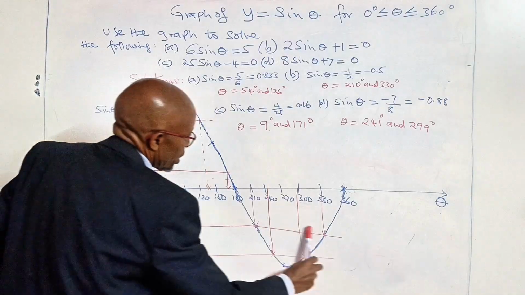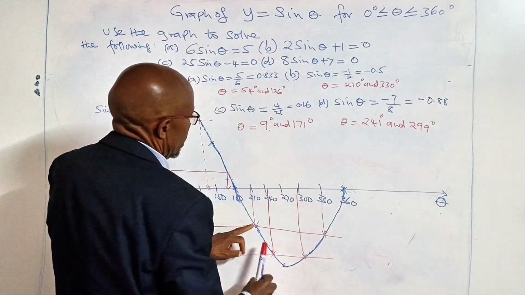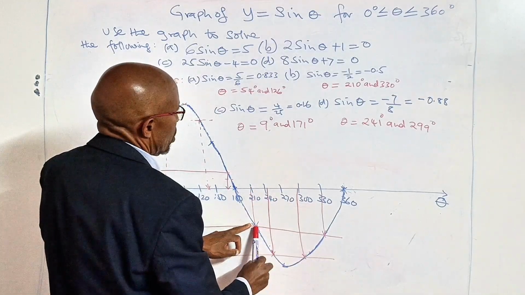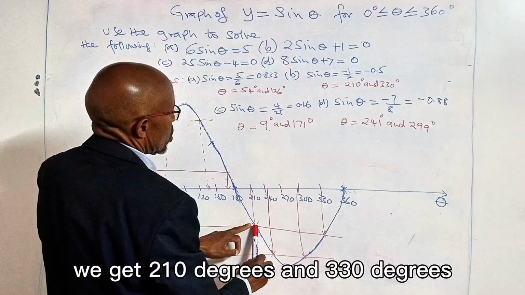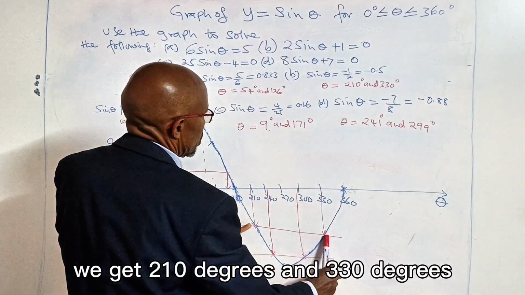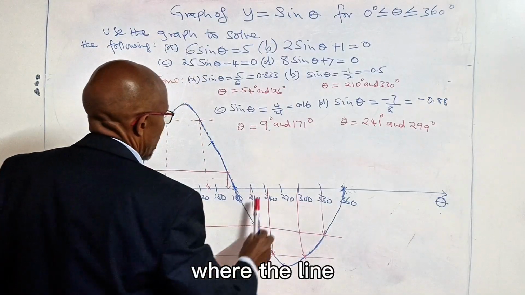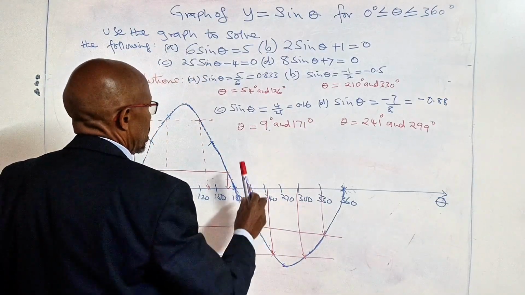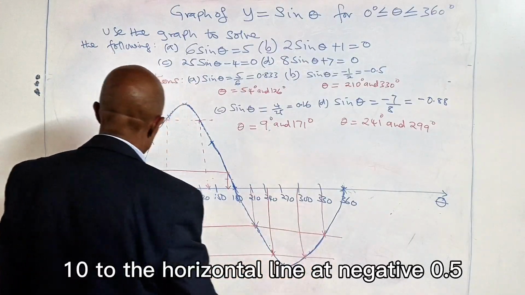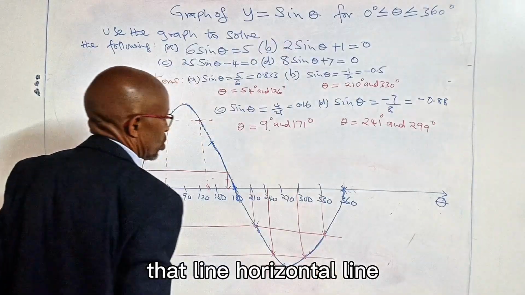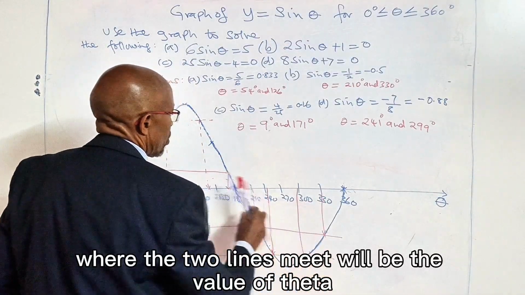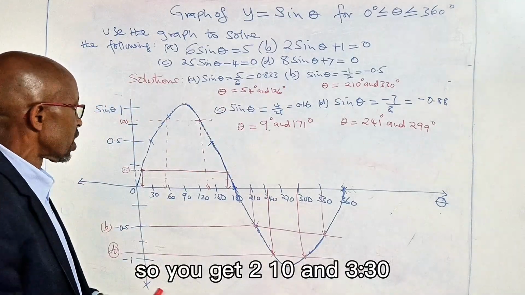You draw a horizontal line. Then from the horizontal axis at that point, we get 210 degrees and 330 degrees. Where the vertical line from 210 meets the horizontal line at negative 0.5, we read the value of theta. So you get 210 and 330.